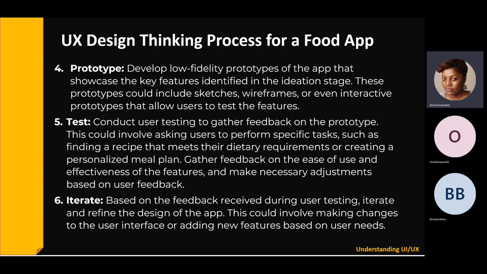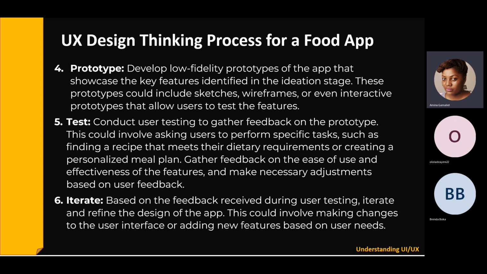We are going to observe them using this prototype that we have created, so that we can see if there's a place they will get stuck. Maybe they don't understand a particular function, or they are looking for a button and it's not very easy for them to locate the button. Those are the things we are going to be observing at this stage, because it is based on this observation that will take us to the sixth one, to iterate based on feedback.